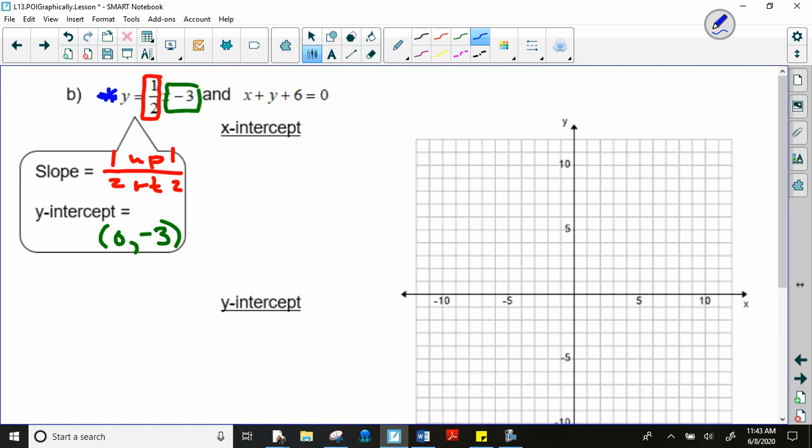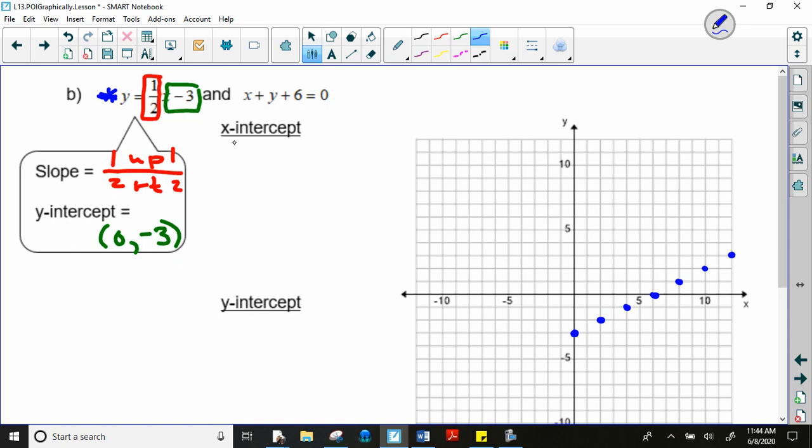And I'm just going to start graphing this because I've got enough information to get one of them out of the way. So 1, 2, 0, -3 happens right there. And then I'm going up 1, right 2, up 1, right 2, up 1, right 2. Okay, so I'm just going to leave those like that for now because I want to be able to clearly see where my point of intersection happens.